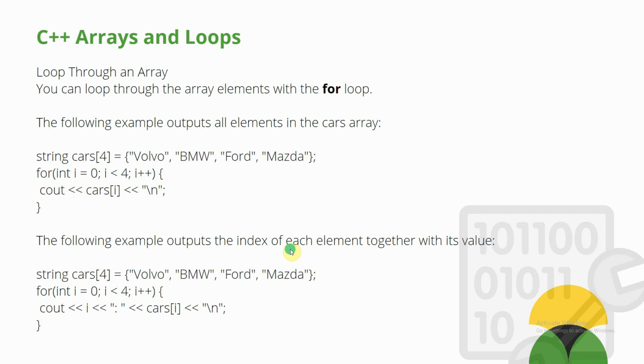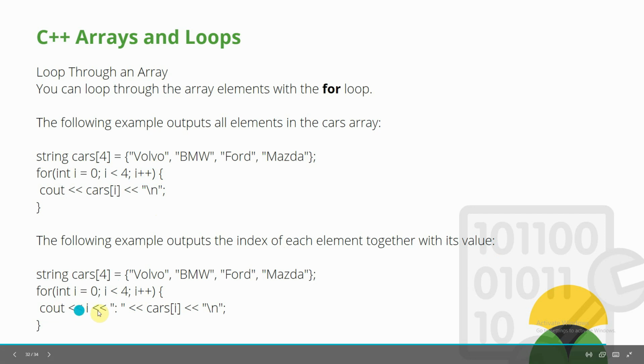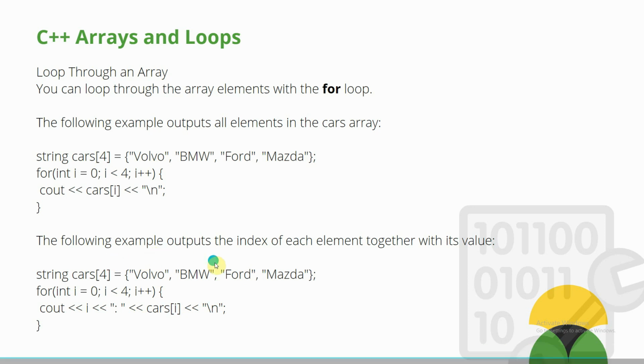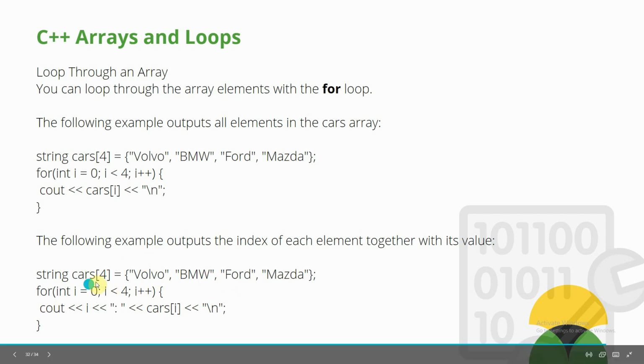The following example also shows the index of each element together with its value. In comparison, our cout command is i, then quotation mark string colon, and then the array using i as our array index, and then backslash n as our line ending to have the output printed in a new line for each string in the array.